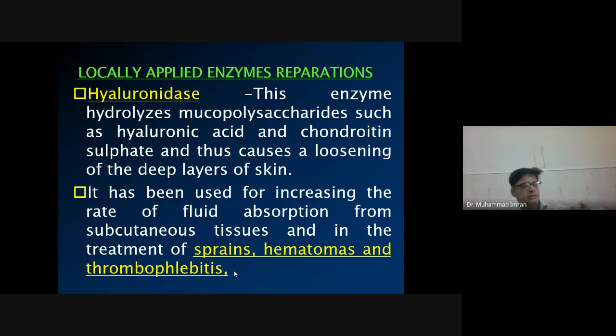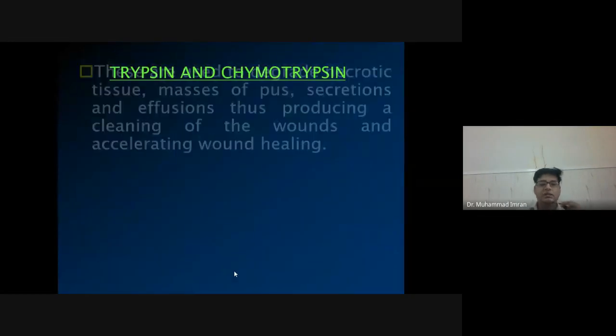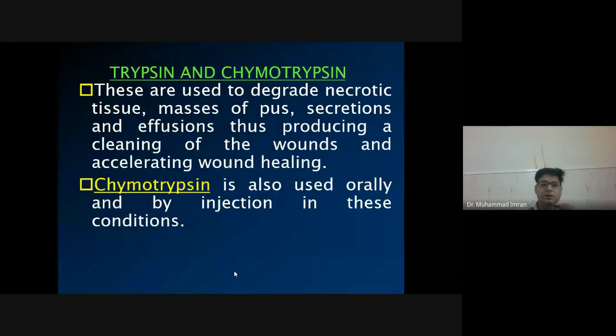What does hyaluronidase do? It will depolymerize the hyaluronic acid present beneath the skin, which has a protective function. So if we want to increase the bioavailability of food during crisis, we use hyaluronidase enzyme. Or if we want to treat some clotting of blood in the veins, we use hyaluronidase enzyme along with other proteases.